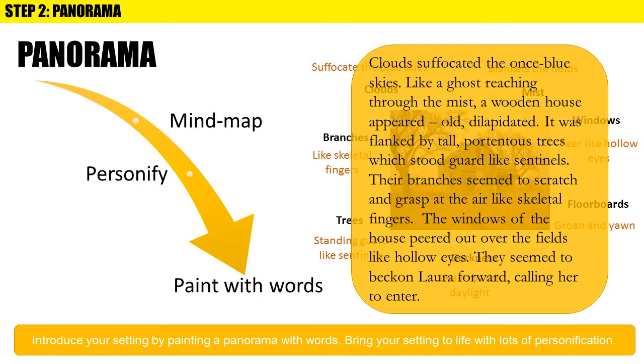Practice this again with a different setting. Perhaps do something totally different, like a tranquil beach. Mind map the things that you'd see, the things that you'd hear, the things that you'd taste and smell and touch. Personify these things and then try to paint a picture with those words.